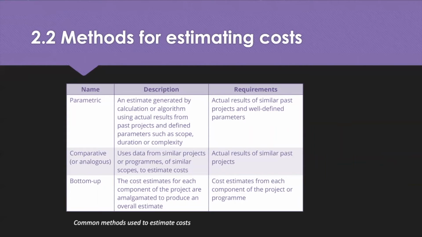That gives us a way of estimating the cost. So actual results of those projects, this is basically the cost estimates for each component of the project. The bottom-up approach shows that the projects are amalgamated to produce this overall estimate. So cost estimates from each component of the project or programme, the bottom-up estimate is regarded as producing the most accurate result, but it is the most time-consuming and the most resource-intensive. Two other methods of cost estimates include expert judgment and a three-point assessment. It's usually something like best case cost, most likely cost, and worst case cost scenarios.